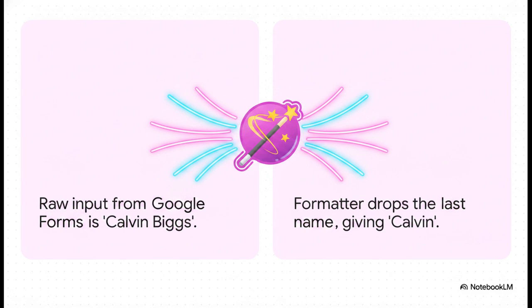We configure it to take the text input, Calvin Biggs, and we basically tell it to split that text using a space as the separator. It logically drops the last name entirely and outputs just the first name, Calvin. It's a tiny technical detail, I know, but it is the absolute critical difference between sounding like a rigid corporate robot and sounding like an actual, authentic human being writing an email.